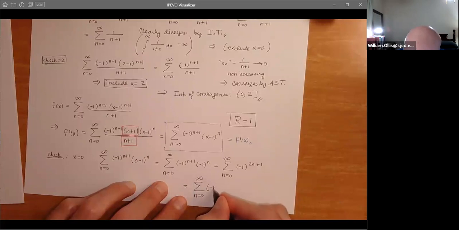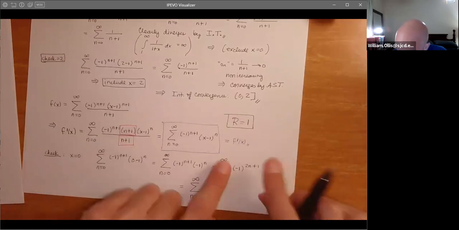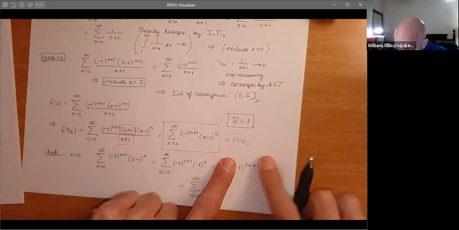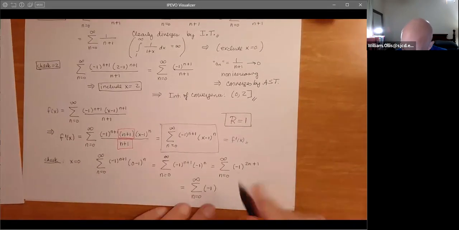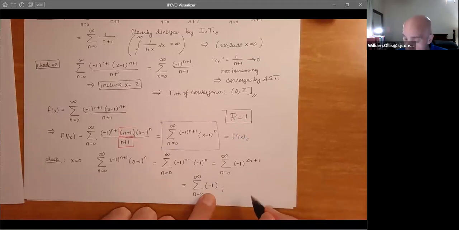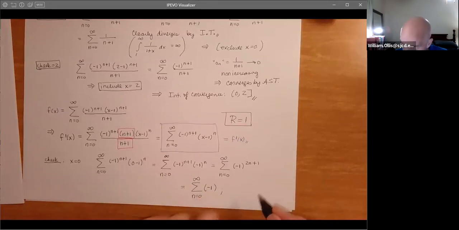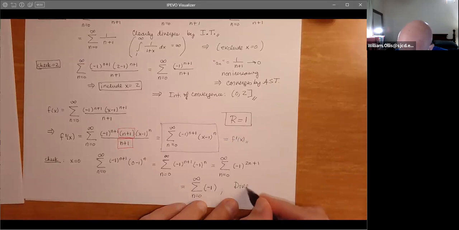So again, +1, and then of course here, -1. So this clearly diverges. Why? Divergence test. -1 never has limit 0. So diverges by divergence test.